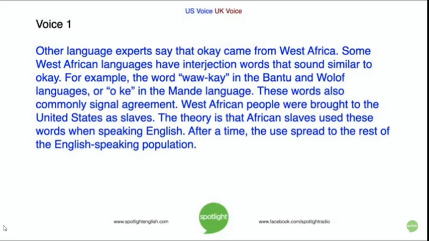Other language experts say that okay came from West Africa. Some West African languages have interaction words that are similar to okay. For example, the word okay in the Patun and Wolof languages, or OK in the mother language. This word also commonly signals agreement. When African people were brought to the United States as slaves, the theory is that American slaves used these words when speaking English. After a time, the use spread to the rest of the English-speaking population.